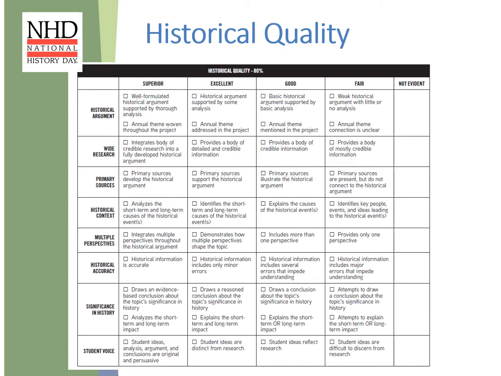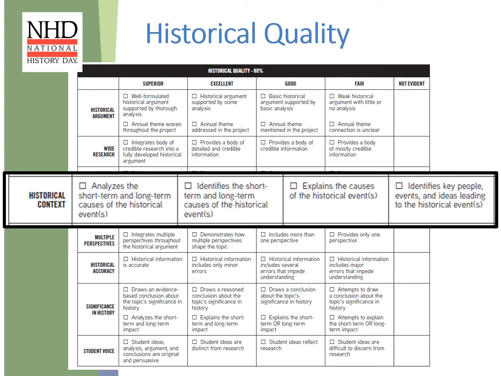For example, let's take a closer look at historical context. This is a criterion that has always been on the judging sheet, and now we have more clarity on what a successful presentation of context will look like. To get marked superior, the student must analyze the short and long-term causes of the event at hand. To get marked excellent, they must identify the short and long-term causes of the event. So there's a slight difference in intellectual engagement between those two markings, and they represent two different levels in Bloom's taxonomy of higher order thinking.